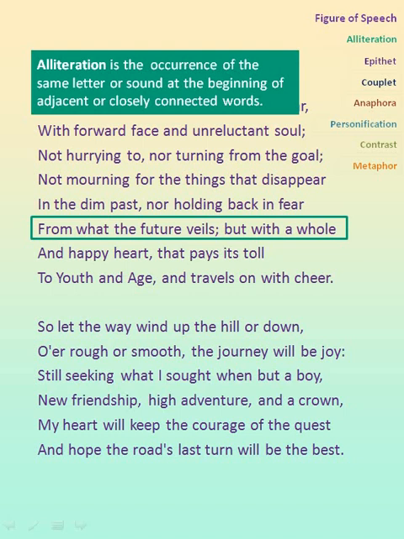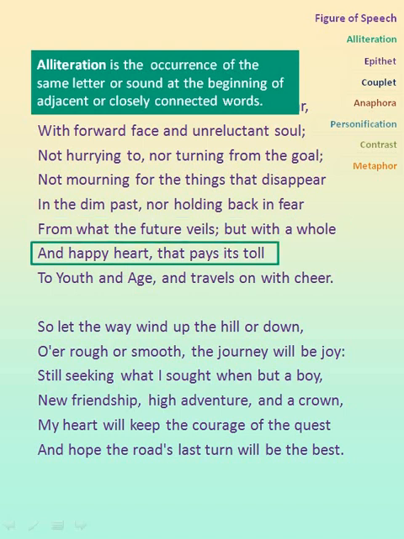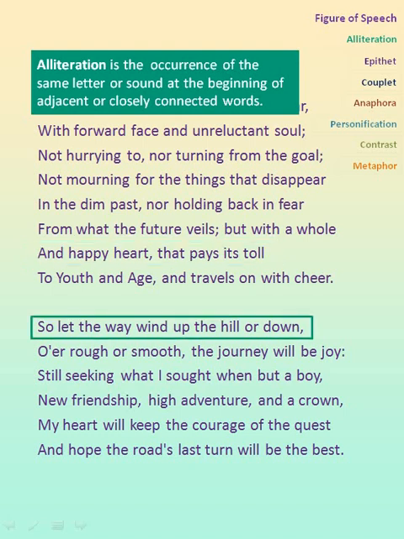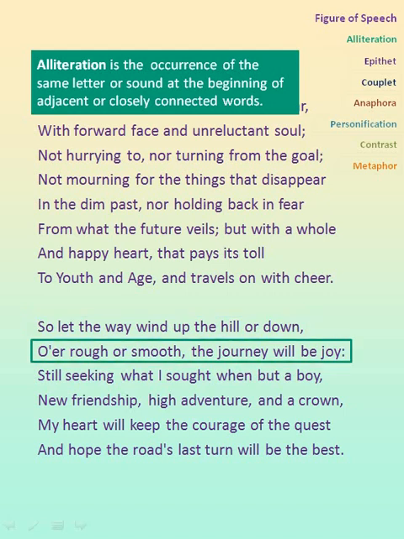Both begin with the consonant sound F. In the line, and happy heart, happy and heart are alliterated words. Both begin with the consonant letter H. In the line, let the way wind up the hill or down, way and wind are alliterated words. Both begin with the consonant letter W. In the line, over the rough or smooth, the journey will be joy, journey and joy are alliterated words. Both begin with the same consonant letter J.